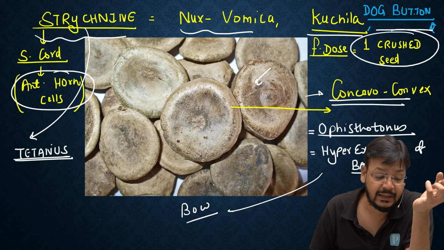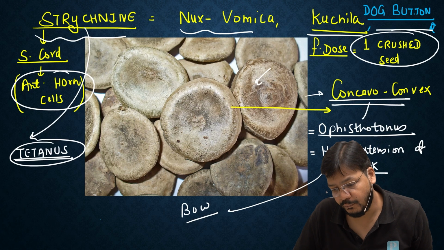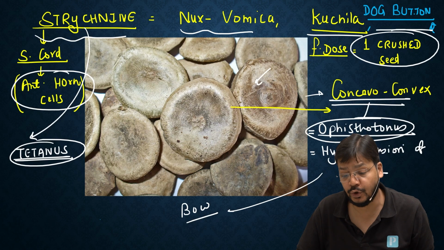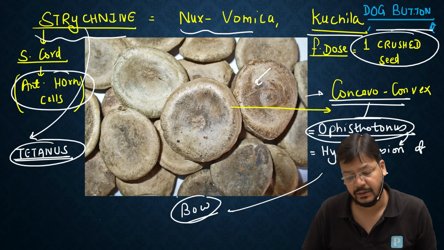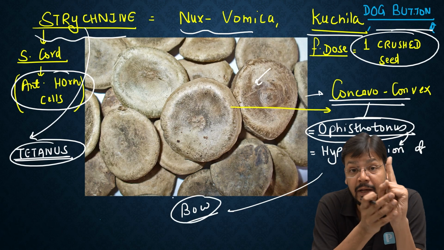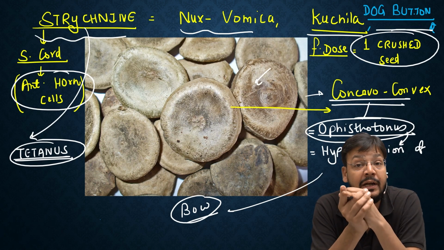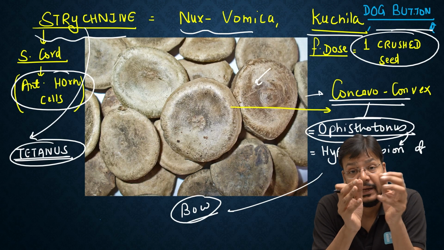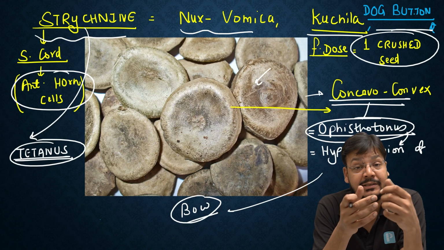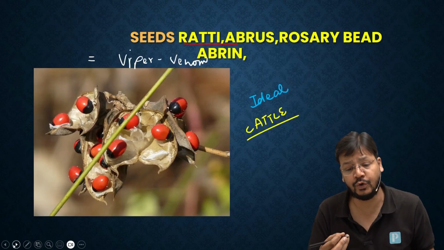So my dear friend, the symptoms look like tetanus. Here, the most characteristic symptom is opisthotonus, a hyperextension of the back in a bow-like position. 1 crushed seed of Nux vomica, kuchila or dog button, because it is used to kill stray dogs. Concavo-convex is the shape of the seed, opisthotonus is the posture.